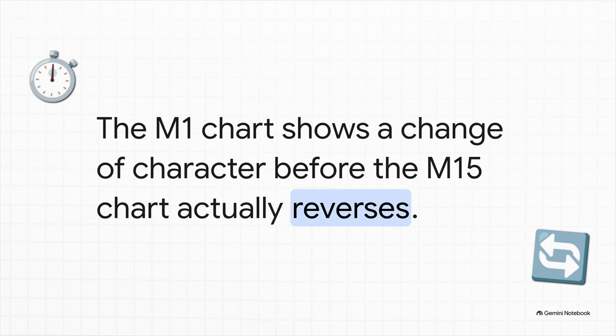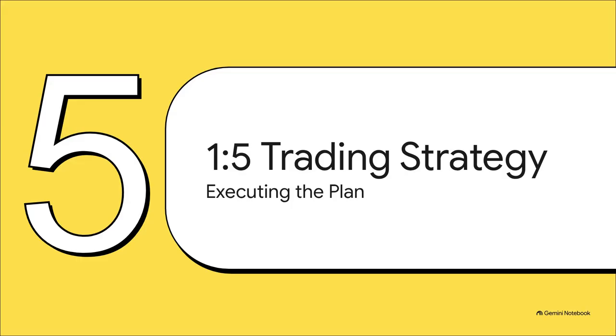And this dynamic creates what we call the 1-minute shift. When the 15-minute chart pulls back and is getting ready to reverse, the 1-minute chart will almost always show a change of character first. Think about that for a second. You are literally being warned of a macro reversal before it even happens on the larger chart. That gives you an absolute institutional edge to get in right as the momentum builds. Which leads us perfectly into section 5, the 1 to 5 trading strategy.